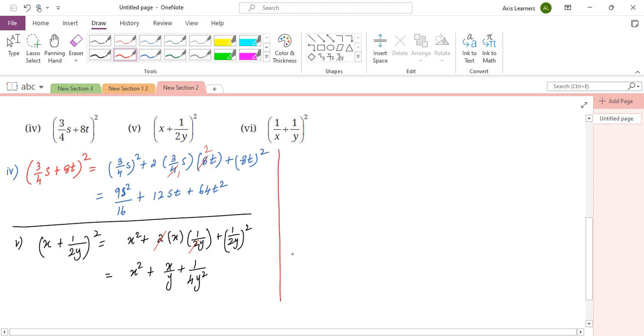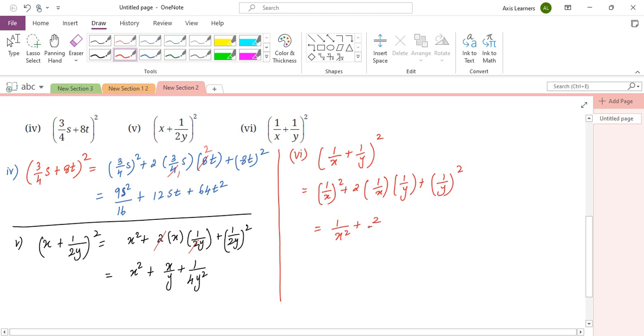The last question, the sixth one, the last subdivision in the first question. 1 by x plus 1 by y. Look at here, both are in fraction form, and in both the terms the variables are in the denominator. Whole square. So what is the expansion? a square, (1 by x) the whole square, plus 2ab, 1 by x into 1 by y, plus (1 by y) the whole square. 1 by x square plus 2 by x into y plus 1 by y square. So this is the expansion for the sixth one. So we completed this.